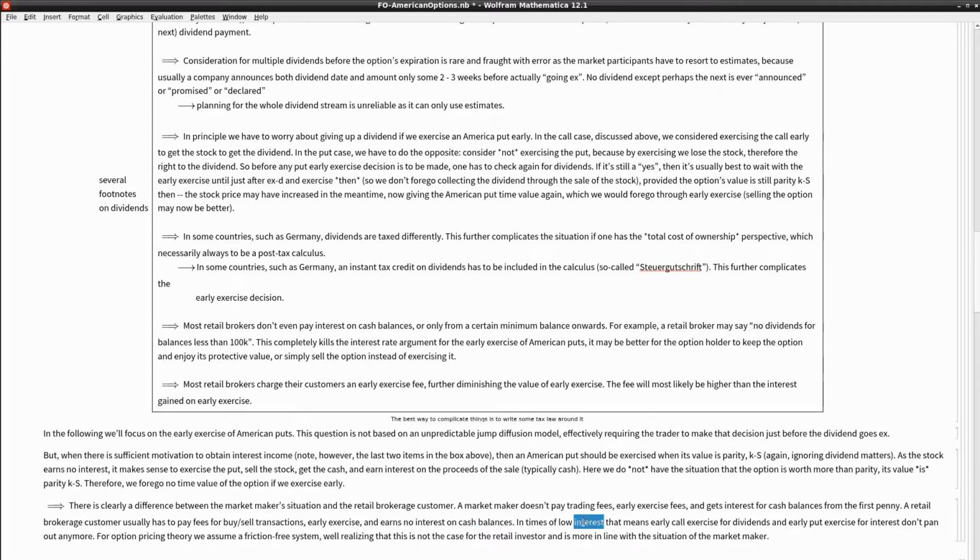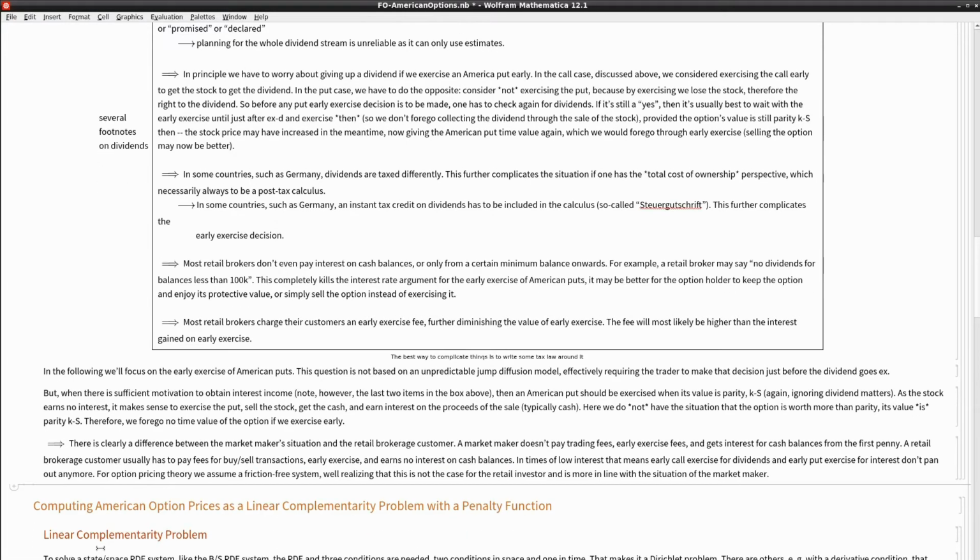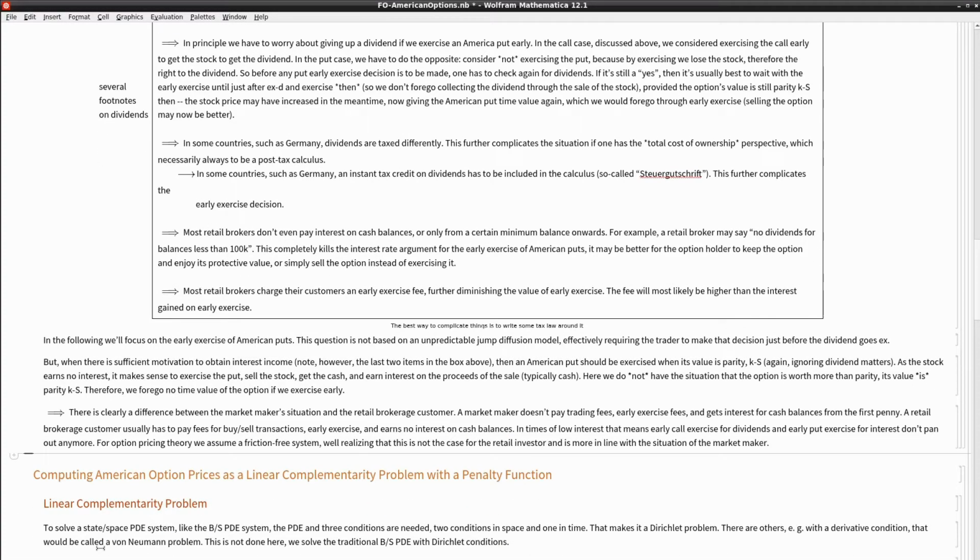The times of low interest, I had already mentioned that. And for option pricing theory, we assume that we have a friction-free system. All these things with fees don't apply, right? And I realize that this is not the case for the retail investor and is more in line with the situation of the market maker. All right, so now let's get a little bit into the theory.